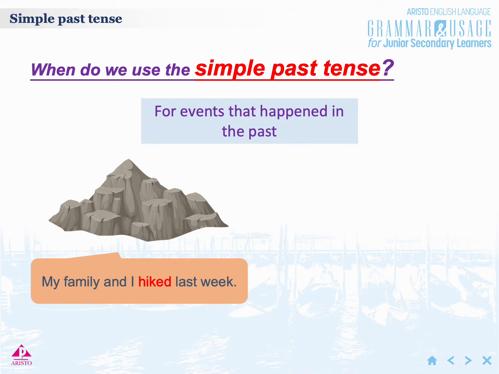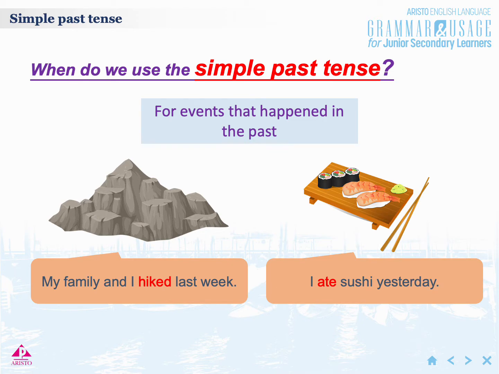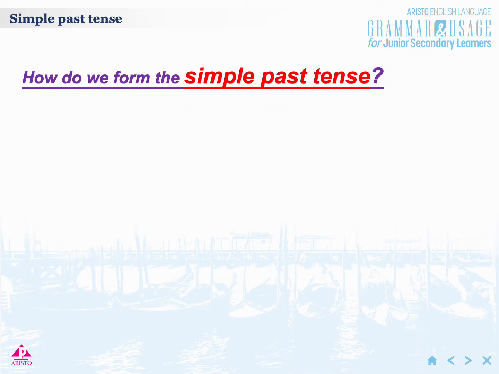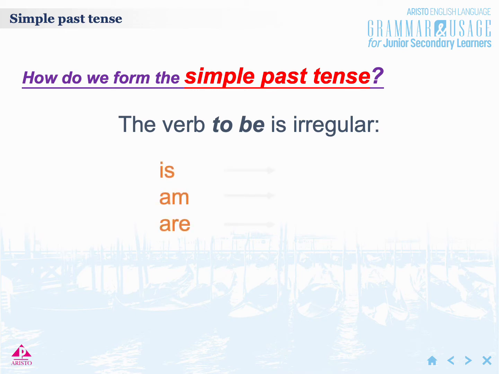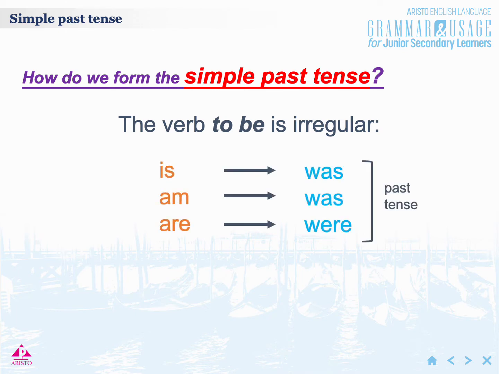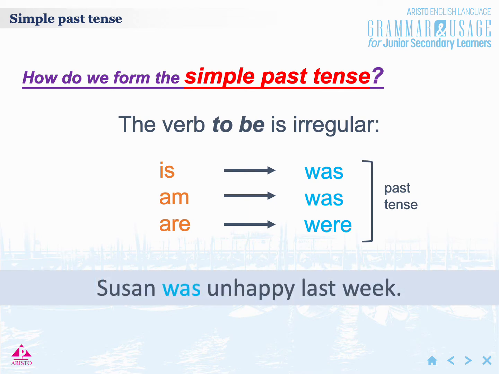Here's another example. I ate sushi yesterday. How do we form the simple past tense? The verb to be is irregular, and its past form is was or were. Here is what it would look like in a sentence. Susan was unhappy last week.